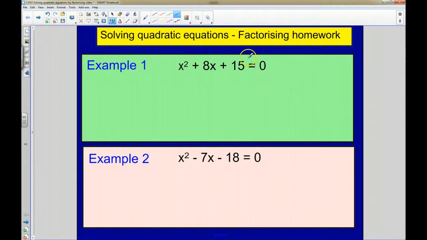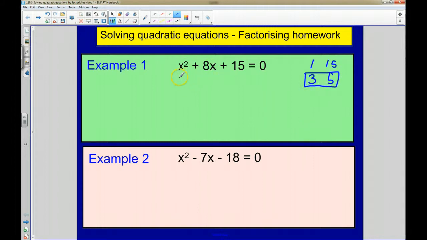Now thinking back to how we've gone about doing this, because I've got the number 15 here, I'm looking for two numbers that multiply together to give me that 15, and I've got the 8 here and I'm looking for the two numbers that add together to give me that 8. If I start by writing down some factor pairs of 15, I could have 1 and 15, or I could have 3 and 5, and I'm checking to see whether any of these add together to give me 8, and you might spot that the 3 and the 5 add together to give me the 8.